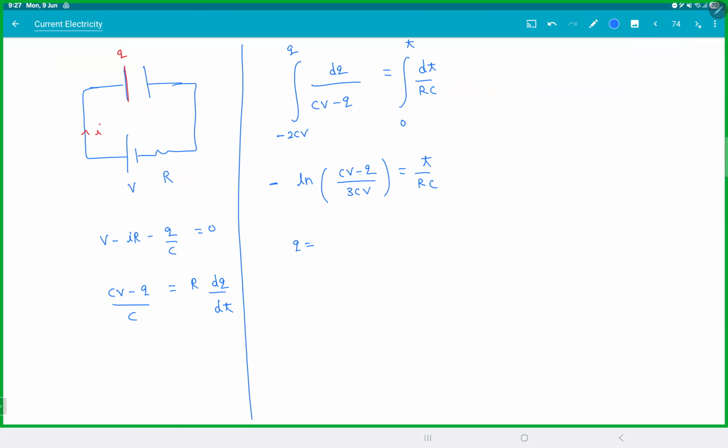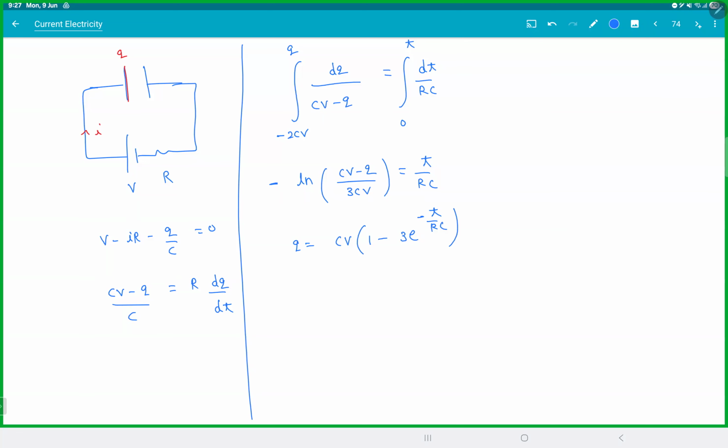This will be Q is equal to CV (1 minus 3 e power minus t by RC). This will be the charge as a function of time t. You can verify: if you put t equals 0, I will get minus 2 CV, and if you put t infinity, I'll get CV. Looks right.